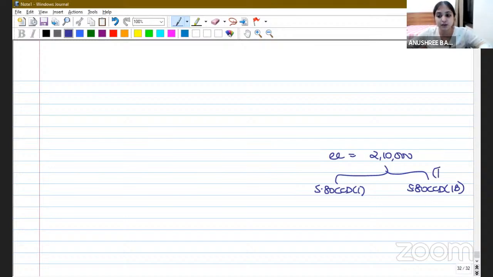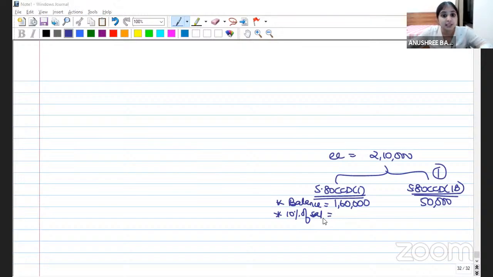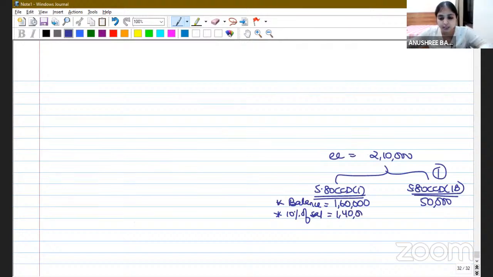Always apply subsection 1B first. Under 1B, straight away you get 50,000 deduction. Under subsection 1, how to calculate? See what is the balance. We contributed 2,10,000. 50,000 we got as deduction under subsection 1B. How much are we still left with? We are still left with 1,60,000. So this number, or 10% of salary. What is 10% of salary? We just calculated 10% of salary is 1,40,000. These two numbers, pick whichever is lower. Which is lower? 1,40,000.